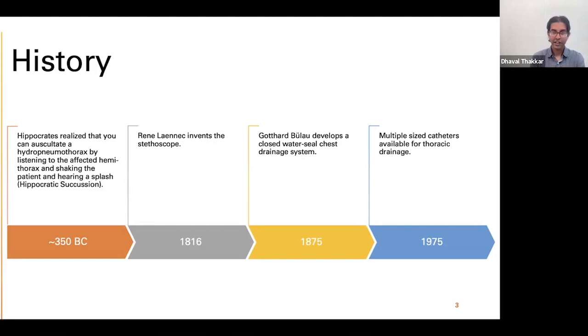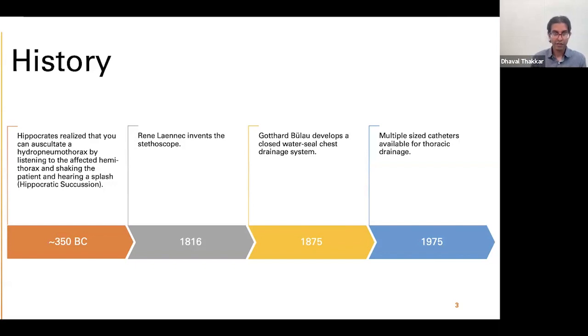About 2 millennia later, René Laennec invents the stethoscope. So that really changed the game for us in terms of diagnosis and clinical exam. About 60 years later, Gotthard Bülau developed a closed water seal chest drainage system, which is basically what we use nowadays, just in a different format. And then about 100 years later, we have all sorts of different thoracic drainage catheter sizes and things available to what we routinely use today.